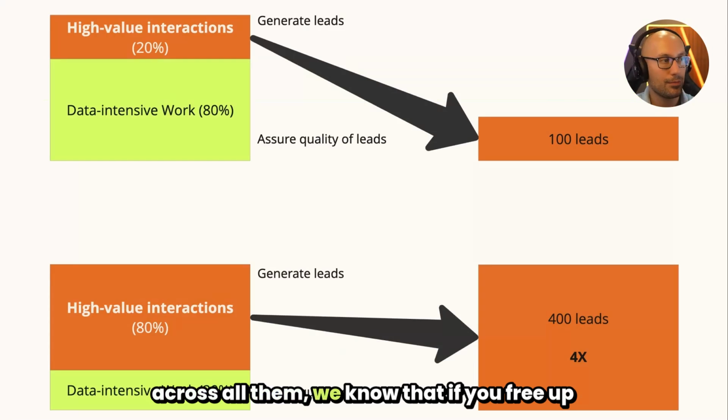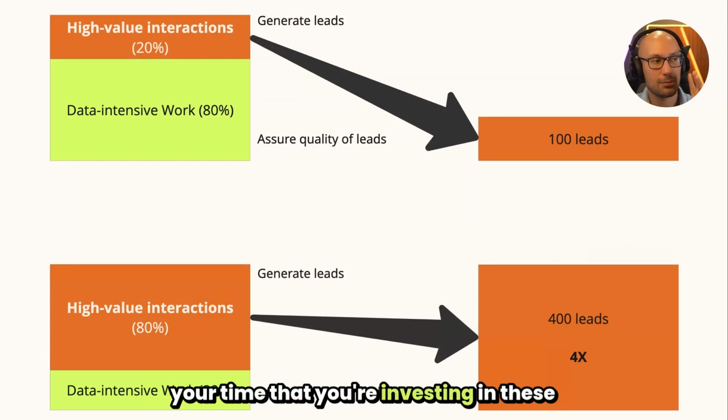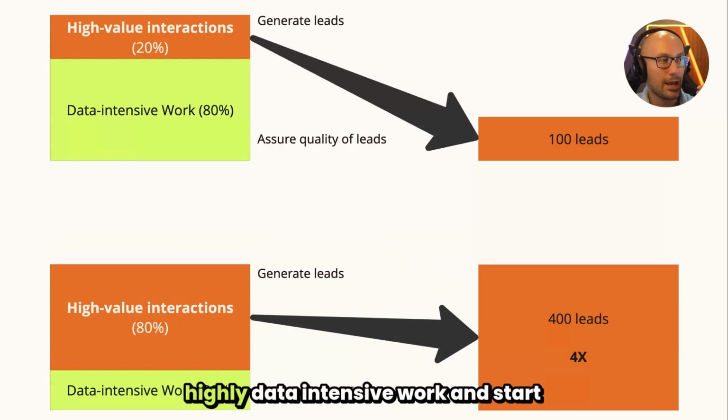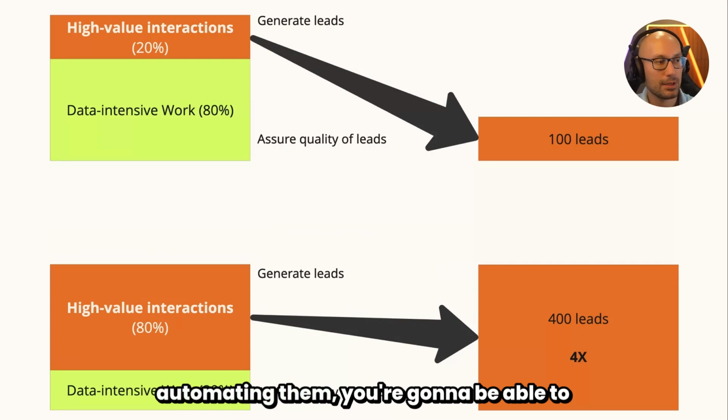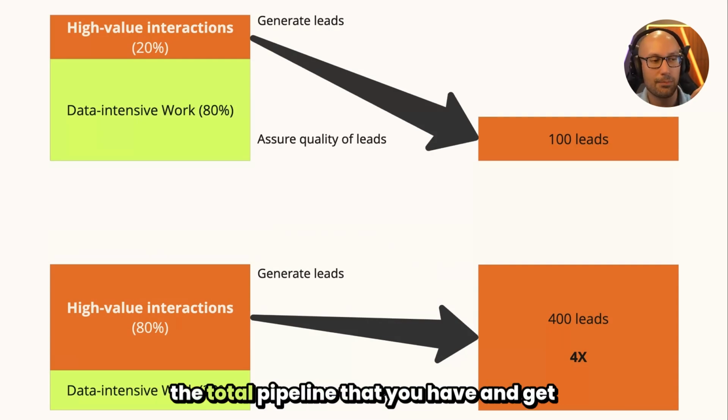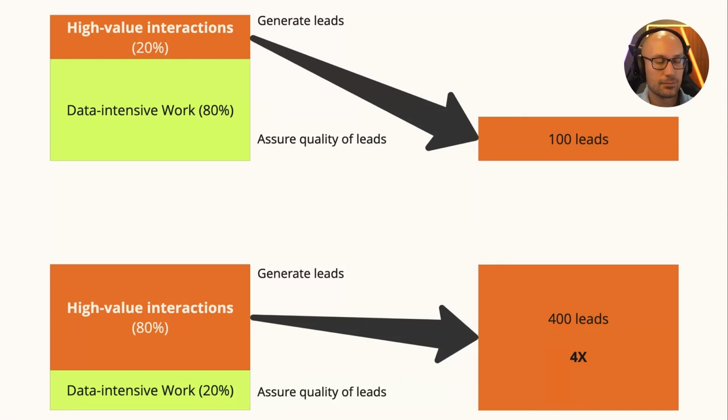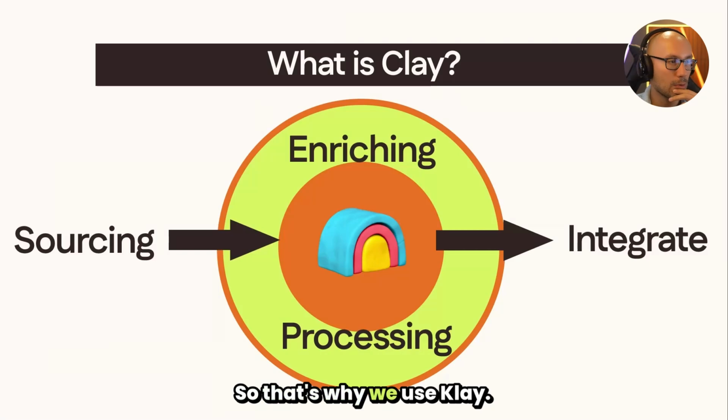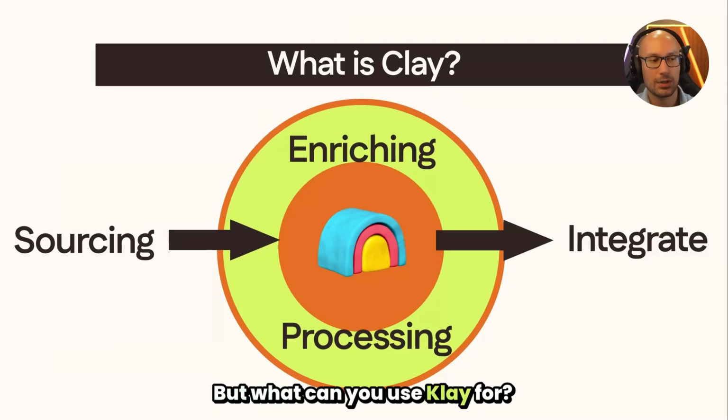So there are many actions that you can do in Clay. Across all of them, we know that if you free up the time you're investing in this highly data-intensive work and start automating it, you're going to be able to increase the total pipeline that you have and get better results. So that's why we use Clay. But what can you use Clay for?